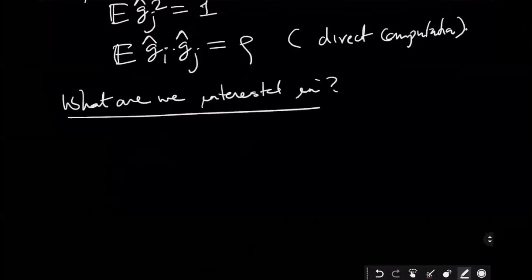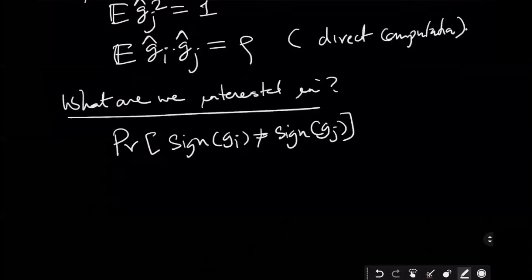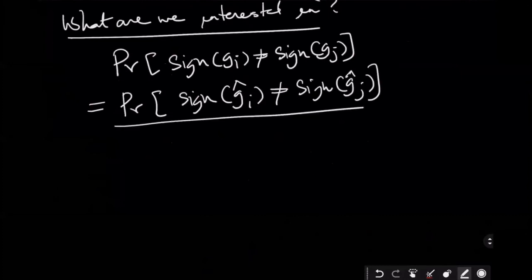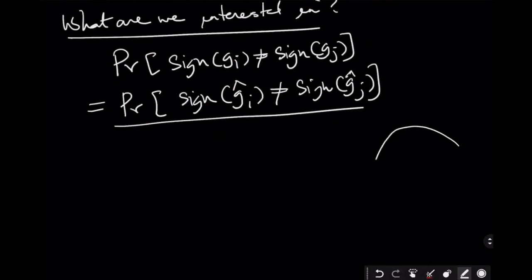So we are interested in computing the probability that sign of g_i doesn't equal sign of g_j, which is the same as the probability that sign of g hat i is not equal to sign of g hat j, because g hat i and g hat j have the same joint distribution as g_i and g_j. Now let's try to understand this quantity, because we can do it with simple geometry. These are 2D vectors of length 1.